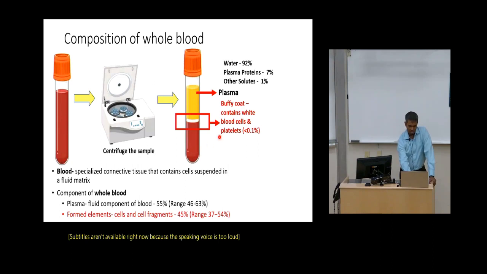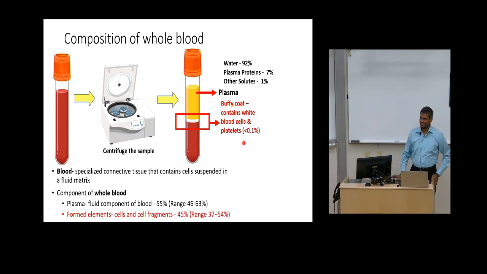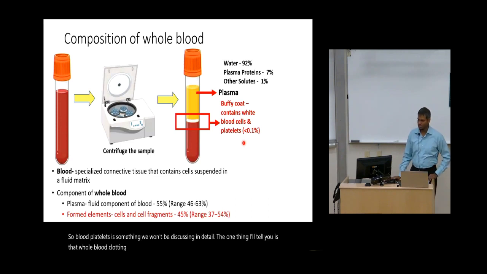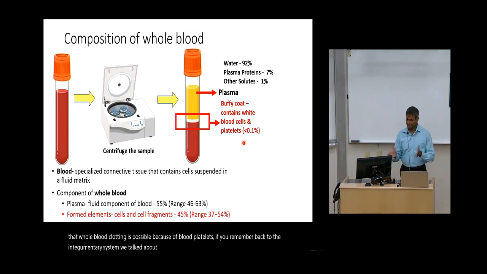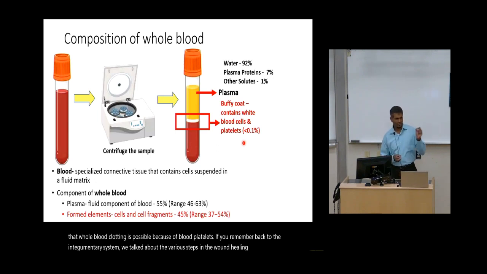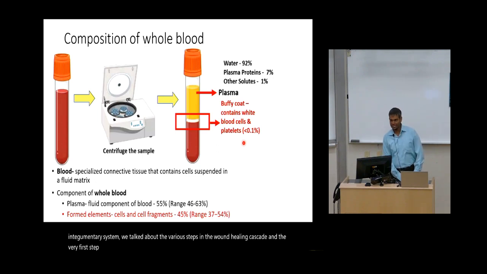You have this narrow region called the Buffy coat, and it's going to contain the white blood cells and also blood platelets. Blood platelets is something we won't be discussing in detail. The one thing I'll tell you is that whole blood clotting is possible because of blood platelets. If you remember back to the integumentary system, we talked about the various steps in the wound healing cascade, and the very first step is hemostasis, and the blood platelets will play a role in blood clotting.